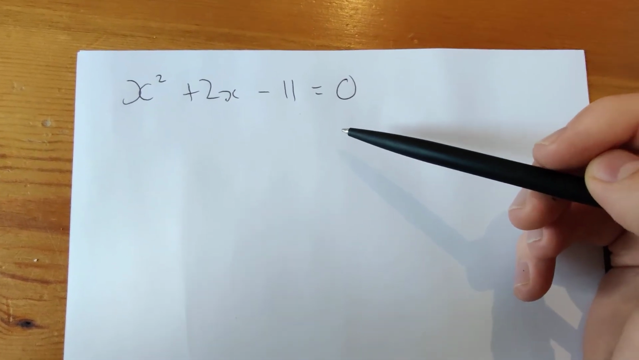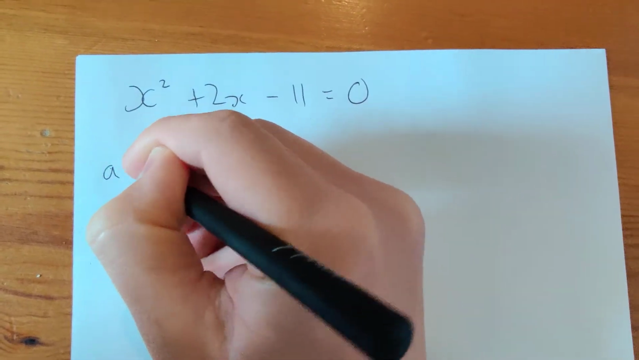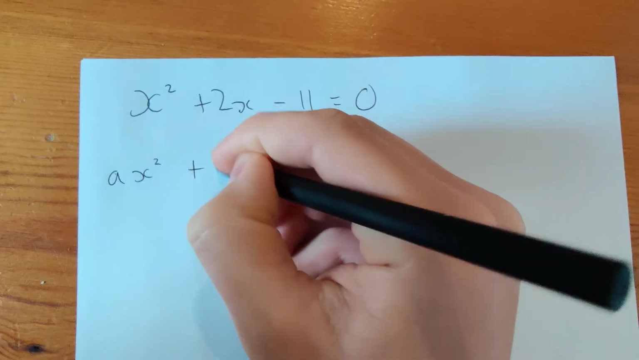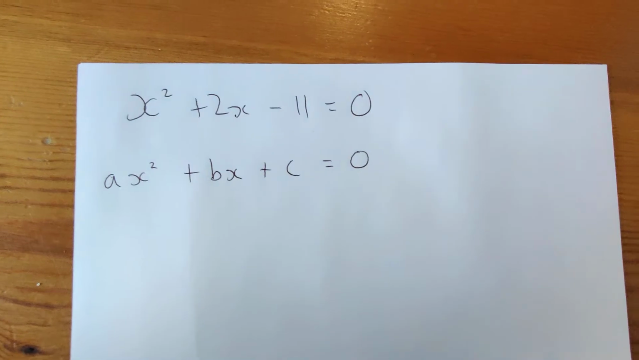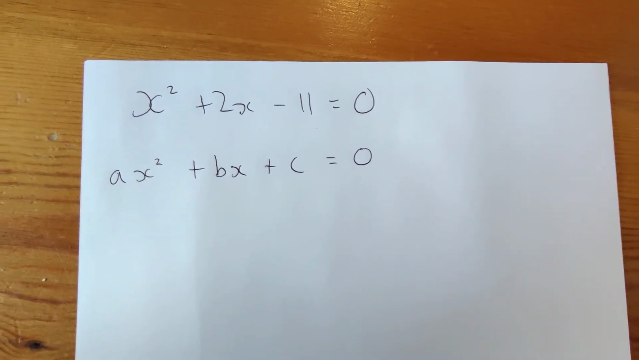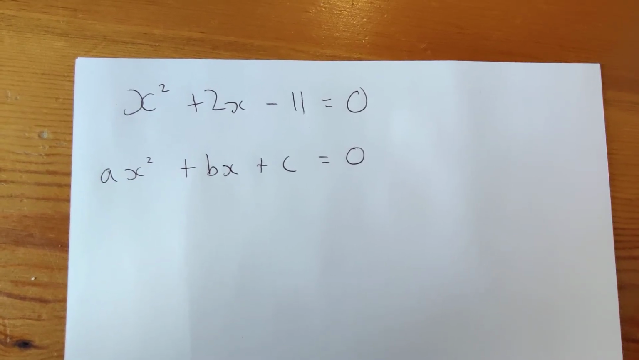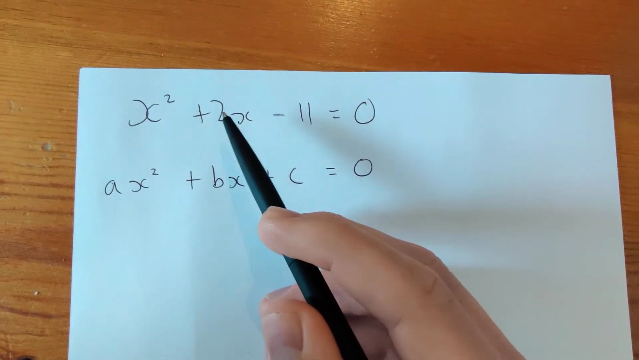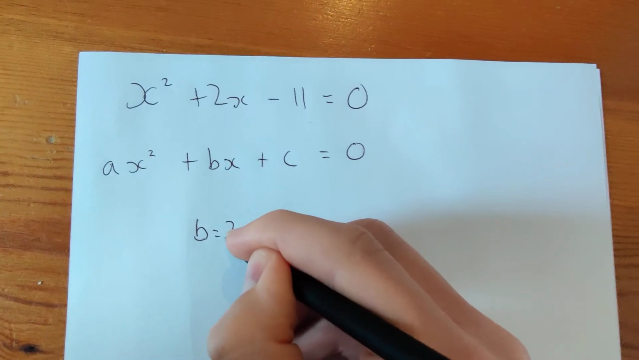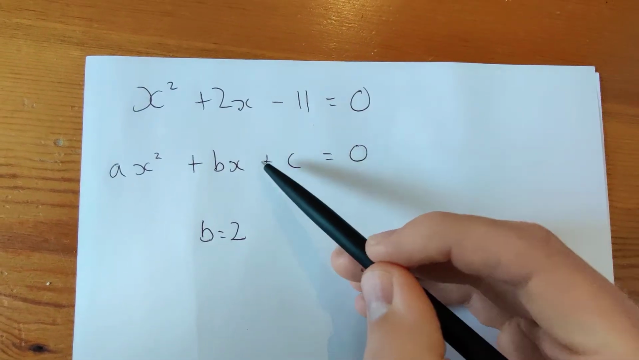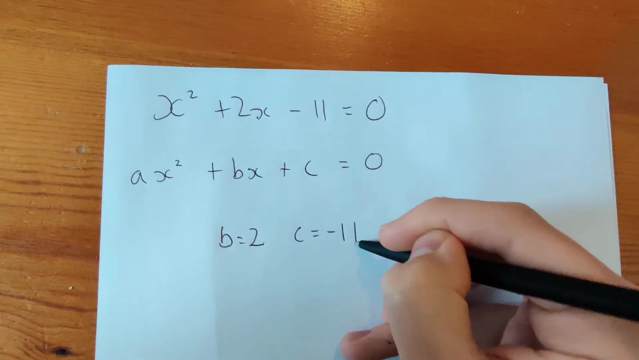And so then you need the equation to be written in the form of ax squared plus bx plus c equals 0, where a, b and c are just all normal numbers. Okay, and we have that here. You should be able to see that b is 2, because that's what I've got written in front of my x. C, well, it's plus c, and here I've got minus 11, so c is minus 11.